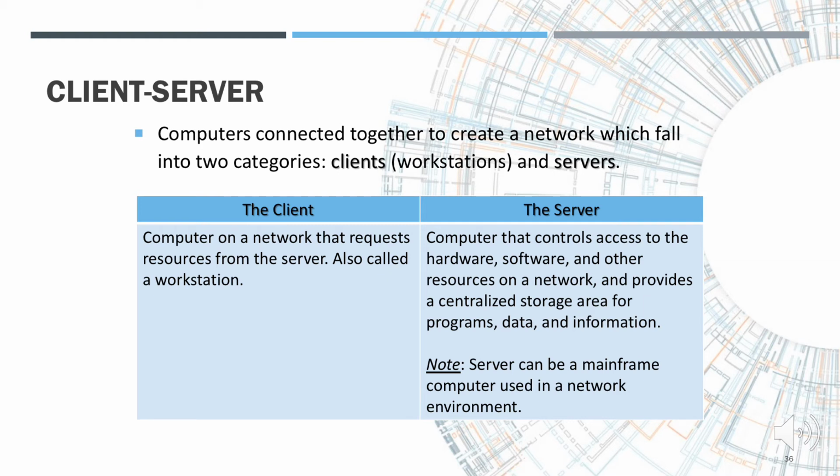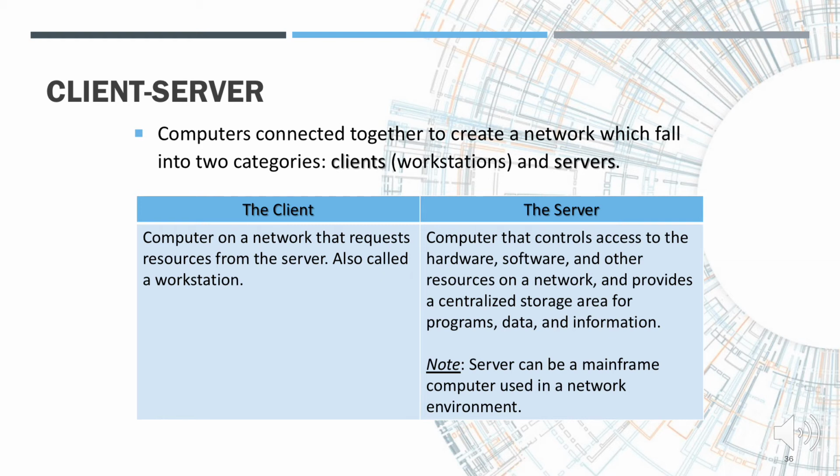supplies the content to the client. If anything happens with the server, the client cannot access the data, the content from the server. The server controls access to the hardware, the software, and other resources on the network, and provides a storage area for programs, data, and information. The server can also be a mainframe computer used in a network environment.